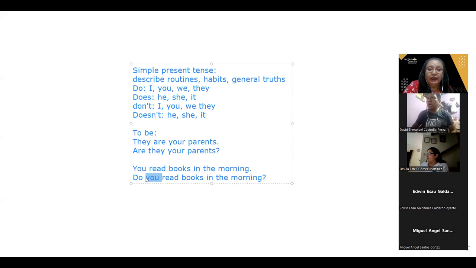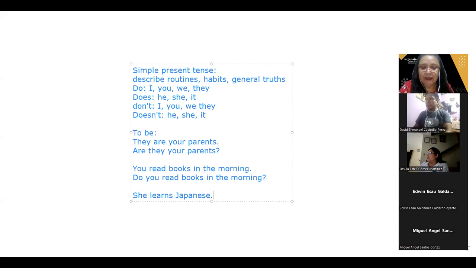So when you don't have any modal auxiliary, use do or does. In this case, we have used do because the subject is you. And according to this, we use do for I, you, we, and they. Is that okay? But what happens when we say, she learns Japanese?